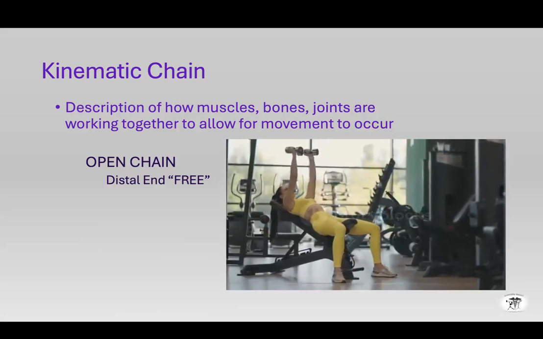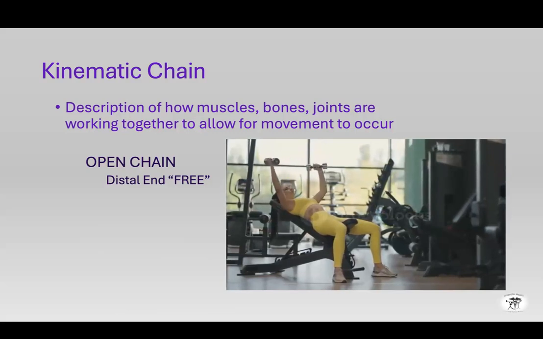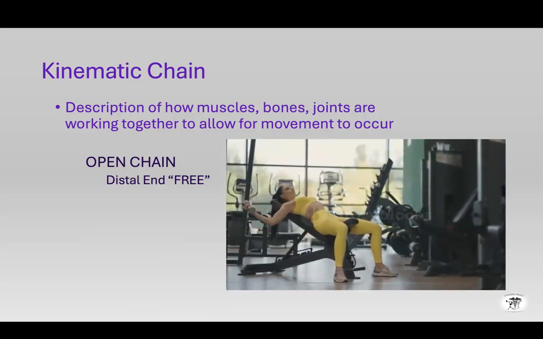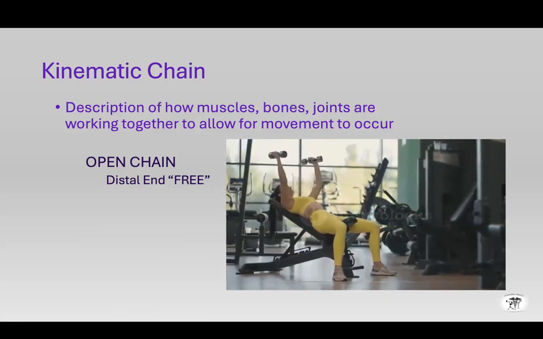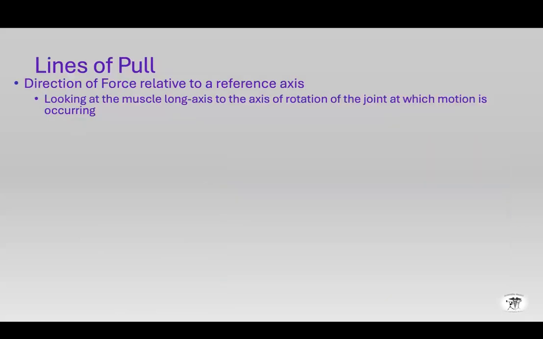And so we might be working the same muscles, but the way in which we're using the kinematic chain is going to directly impact the physics that are being applied to the muscles and the resulting effect that exercise is going to have. When we start looking at how the muscles are going to work and how the bones are going to work in terms of allowing us to do movement, we have to look at what's referred to as the lines of pull. And the lines of pull is the direction of force relative to the reference axes that we're looking at.